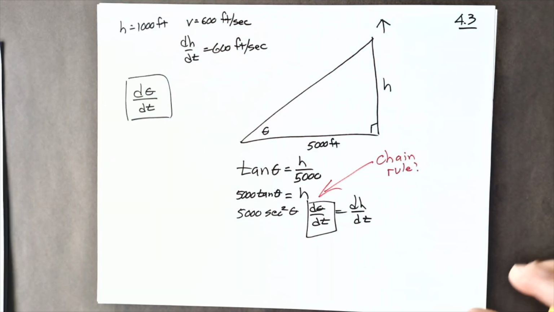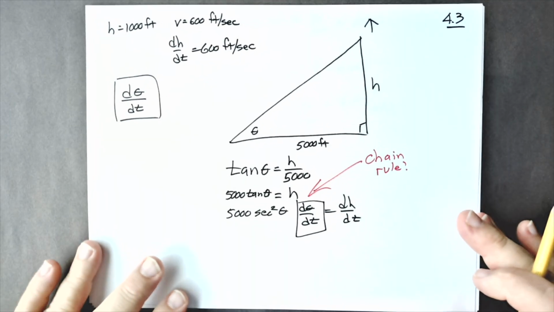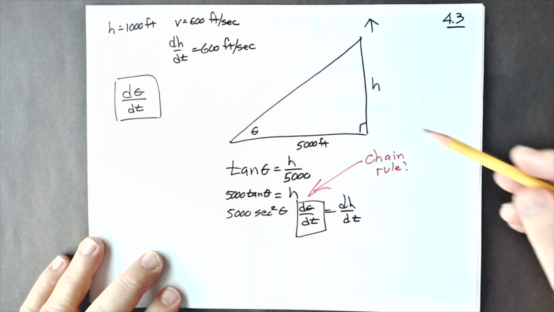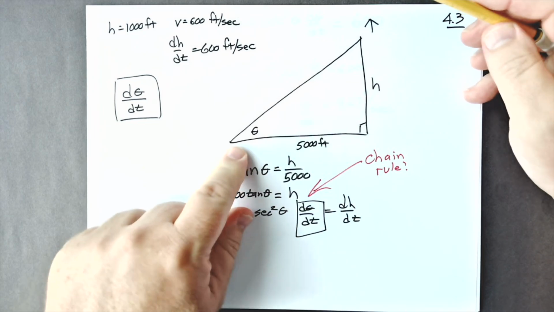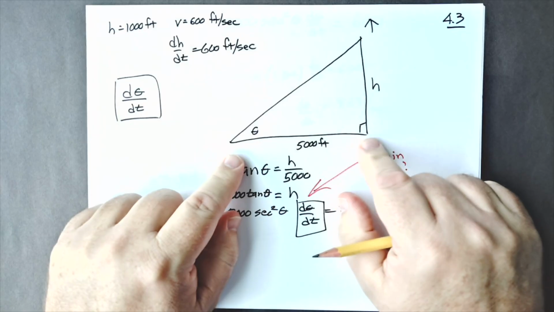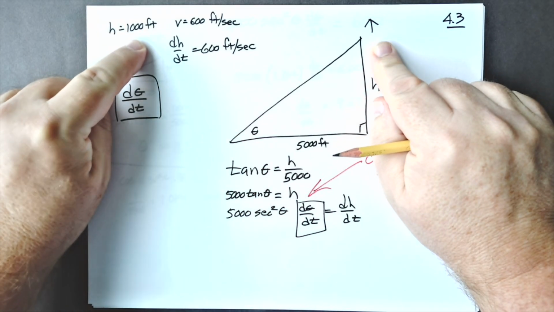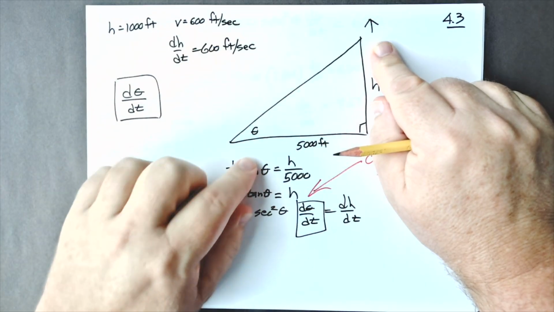A trickier one. So this one involves a rocket being launched over here, and there's a camera. The camera's 5,000 feet away from the launching pad. The rocket is launched. When it's 1,000 feet in the air, it's traveling at 600 feet per second.